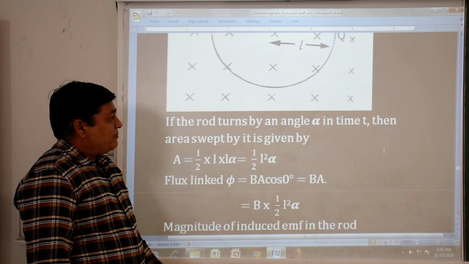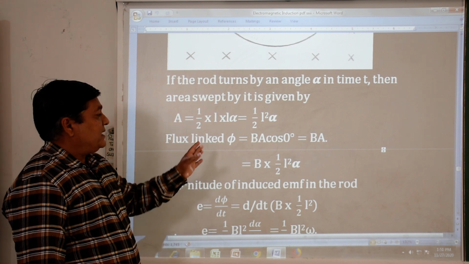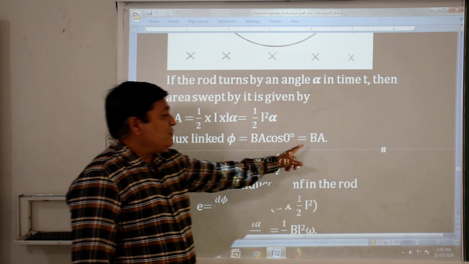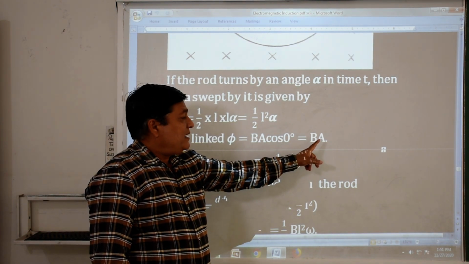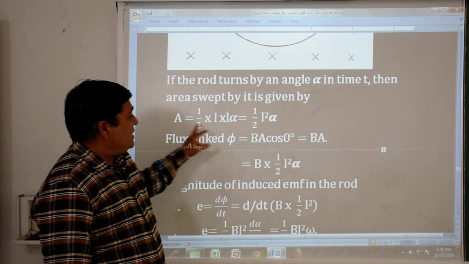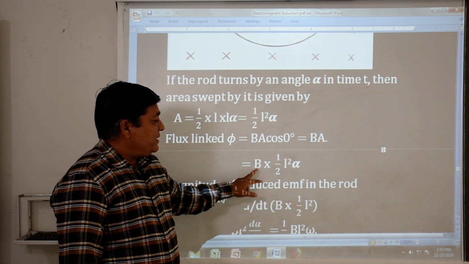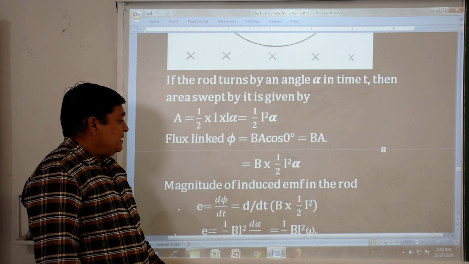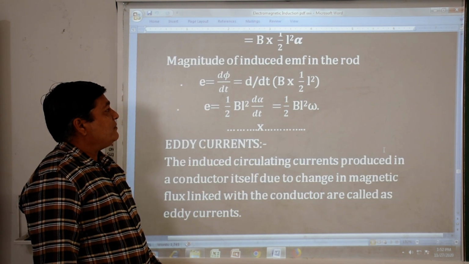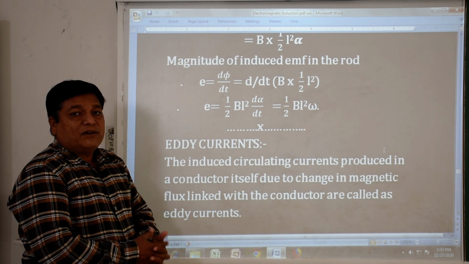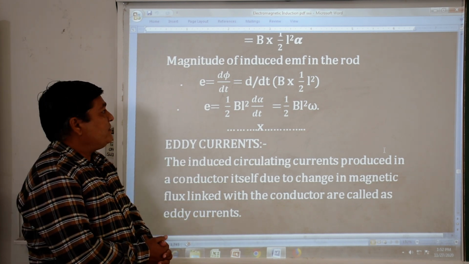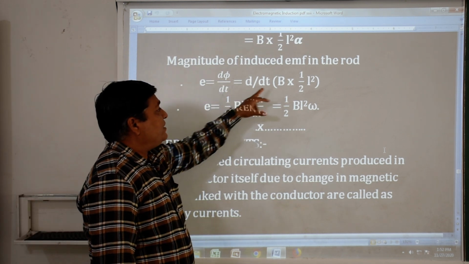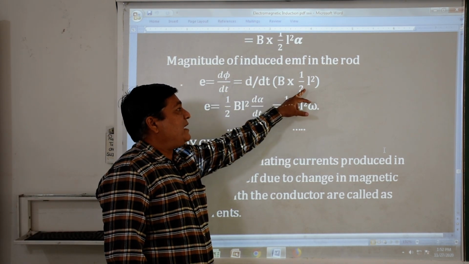Now, by the definition of magnetic flux linked with it, phi is equal to BA cos 0 degree, which will be B into A, where B is the magnetic field and A is the area. We place the value of area from here, and we get B into half L square alpha. Now, the magnitude of induced EMF in the rod will be how much? We know that E is equal to d phi by dt. Induced EMF is equal to the rate of change in magnetic flux. So we place the phi value here, d by dt of B into half L square alpha.